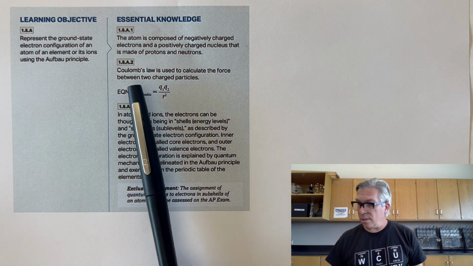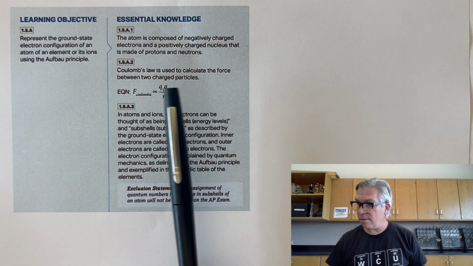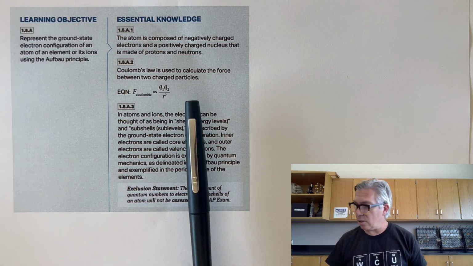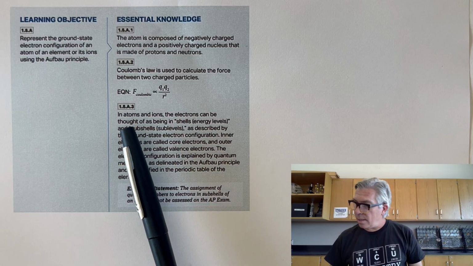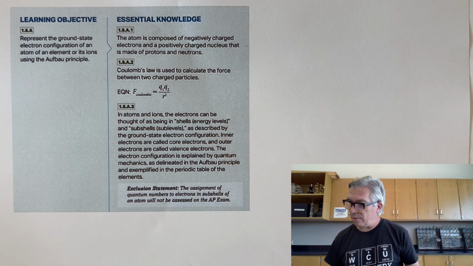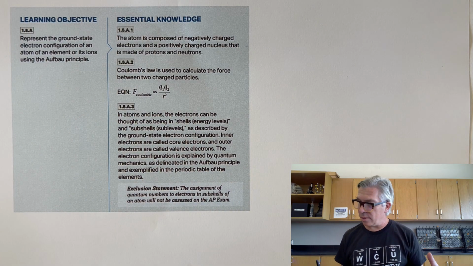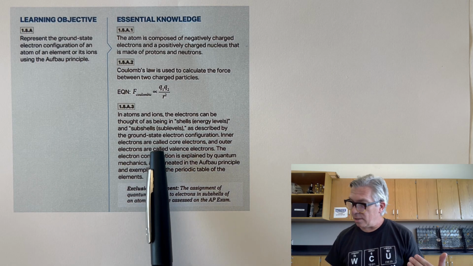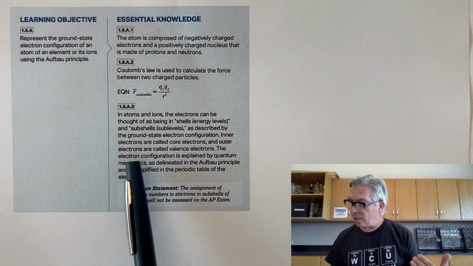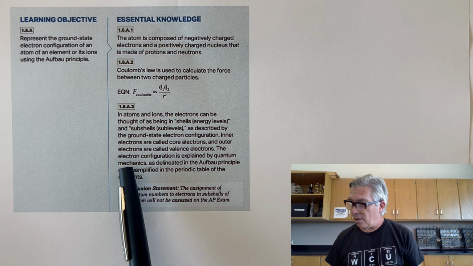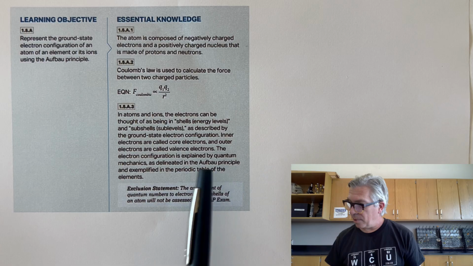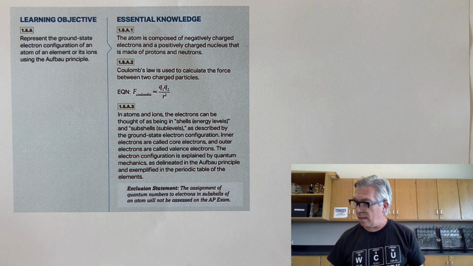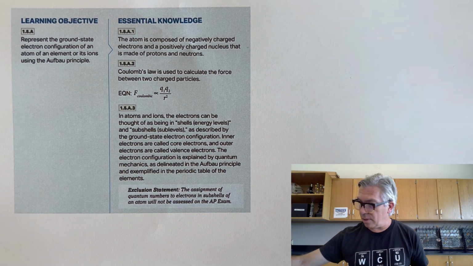We're going to talk about Coulomb's law, which is used to calculate the force between two charged particles. And here's the formula. It'll appear on a later slide as well. In atoms and ions, the electrons can be thought of as being in shells or energy levels, and subshells, sublevels, as described by the ground state electron configuration. Inner electrons are called core electrons, and the outer electrons are called valence electrons. The electron configuration is explained by quantum mechanics as delineated in the Aufbau principle, and so on.